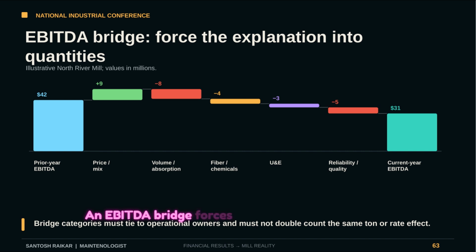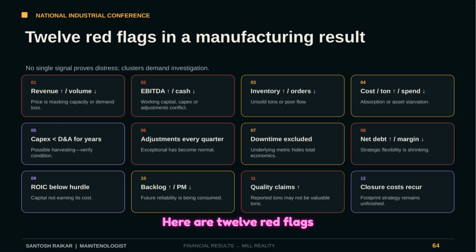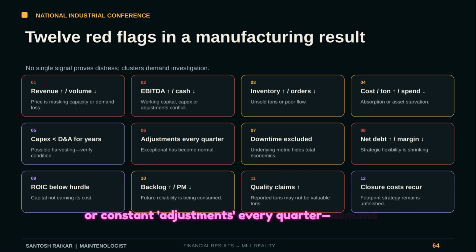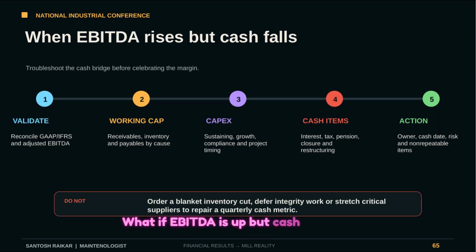An EBITDA bridge forces you to explain the why in quantities. It should tie directly to operational owners and avoid double-counting effects. If price went up but reliability went down, the bridge should clearly show both. Here are 12 red flags. No single one is a death sentence, but clusters, like rising revenue with falling volume or constant adjustments every quarter, demand a deeper investigation.